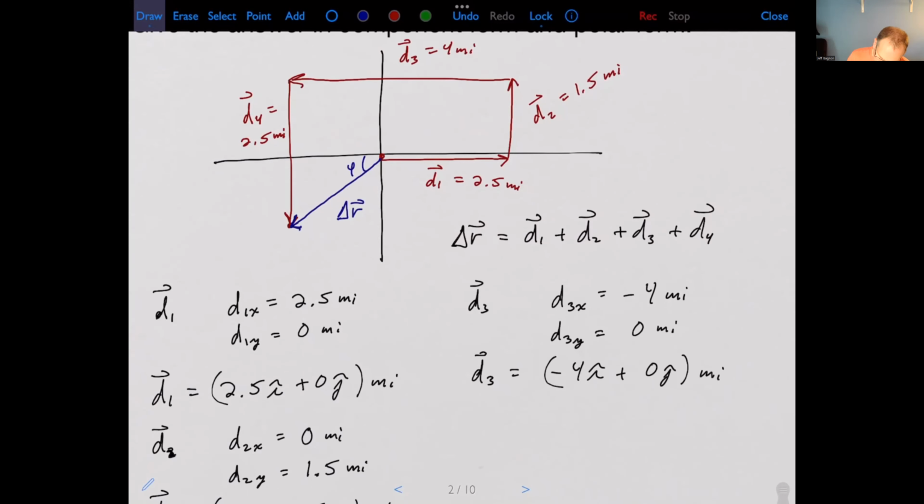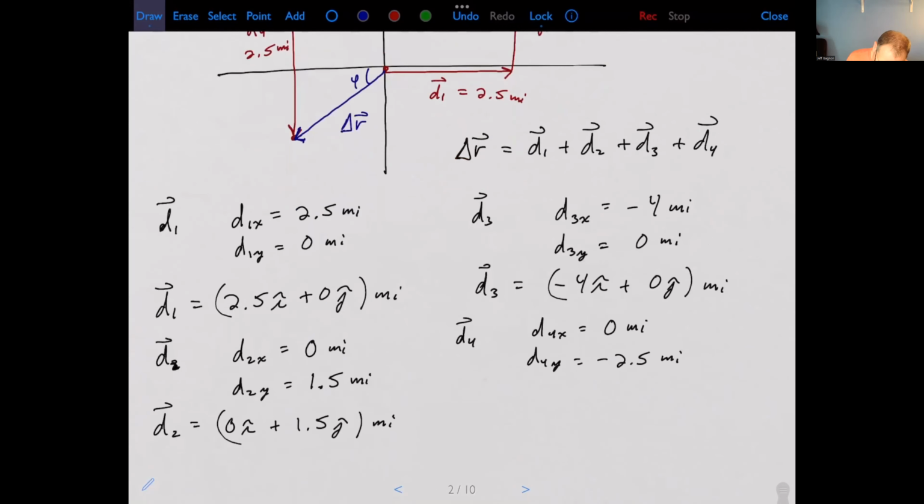And then finally for D4, it looks like D4X is 0, but D4Y looks like it's negative. It's pointing down, so -2.5 miles. So that means D4 can be written as 0 I hat minus 2.5 J hat.